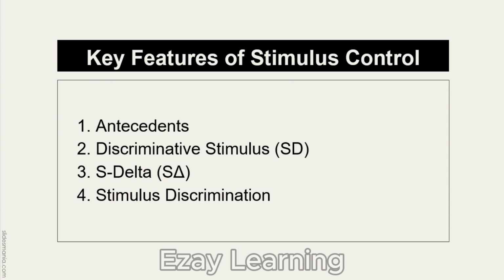Stimulus discrimination. It is the ability to distinguish between different stimuli and respond appropriately based on previous learning. For example, a person learned to raise their hand in response to the teacher's signal but not in response to other people or situations.